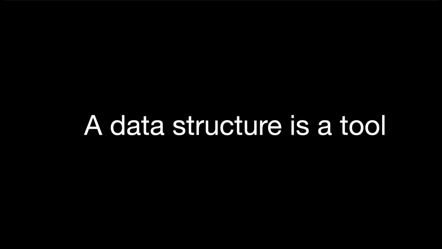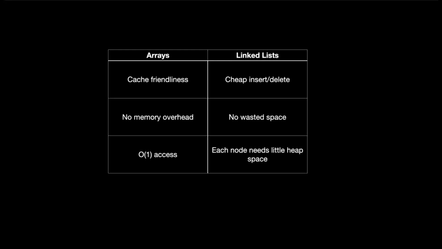The point is that a data structure is nothing more than a tool. They've got advantages and disadvantages, trade-offs over the other, and it's not limited to just linked lists or arrays. It is everything. It is hash maps, it is trees, it is virtually any data structure you can think of. You just need to pick the one that fits your use case the best.